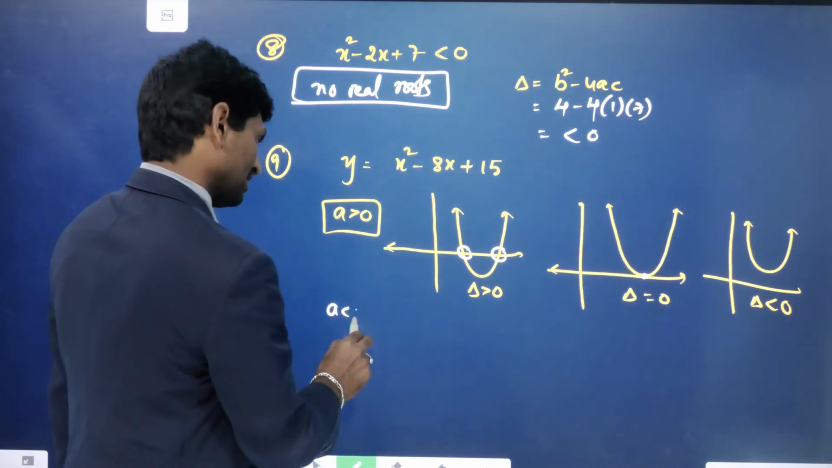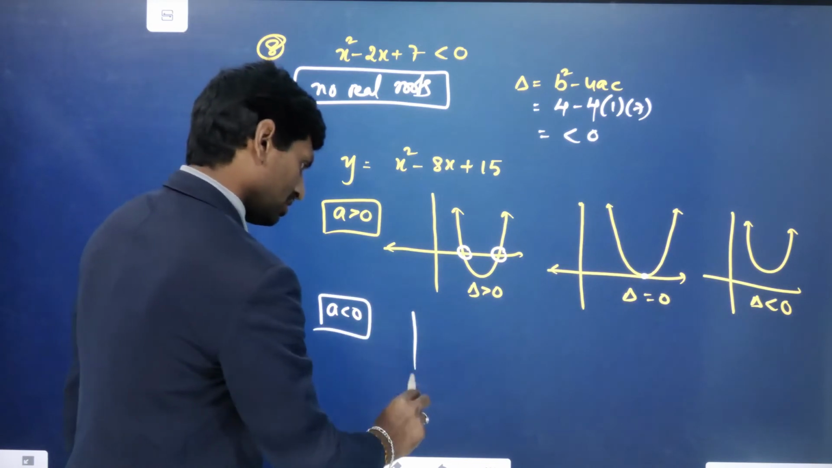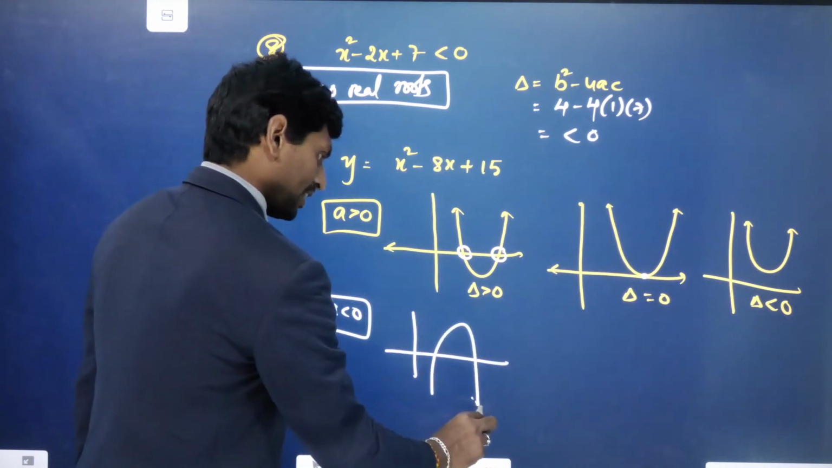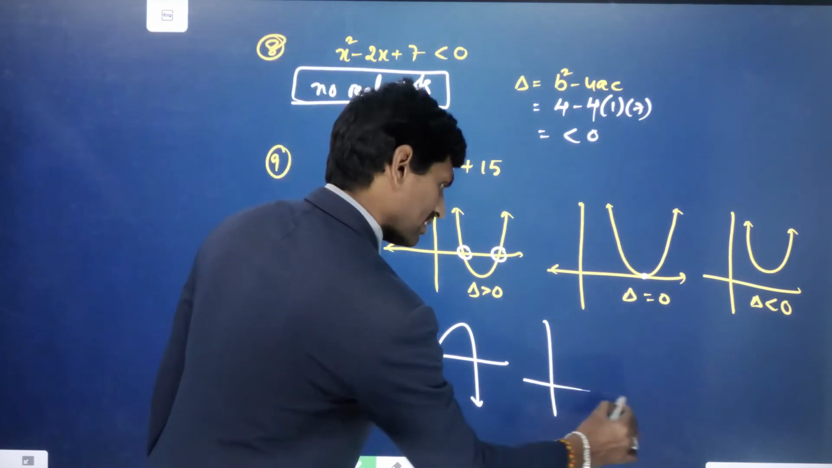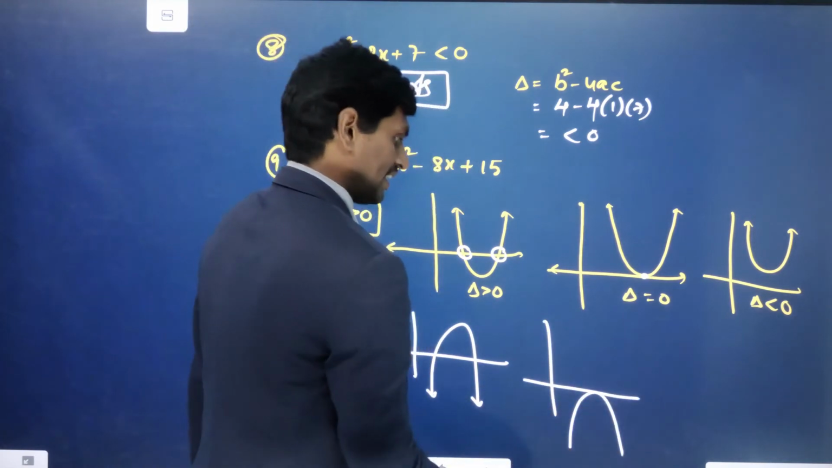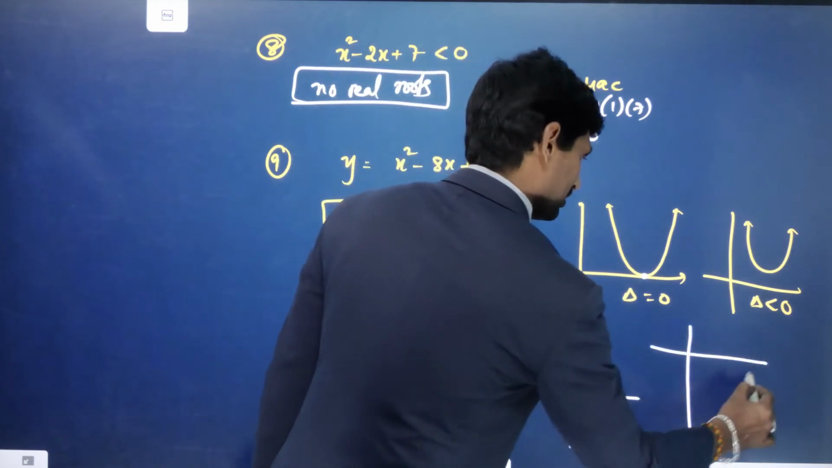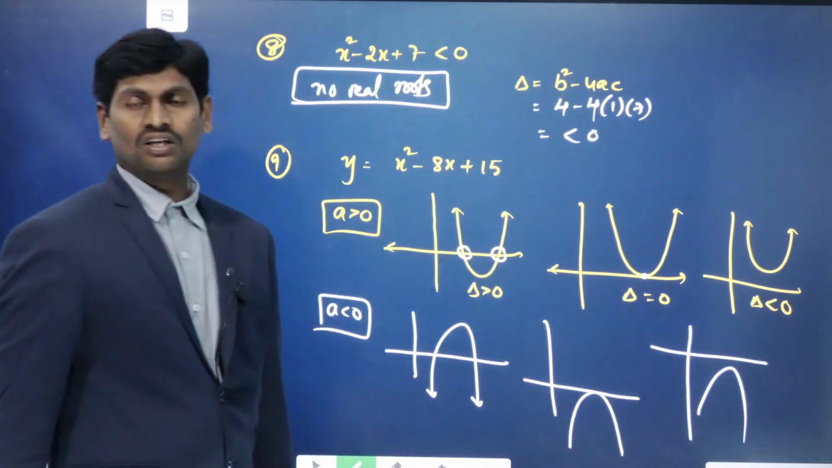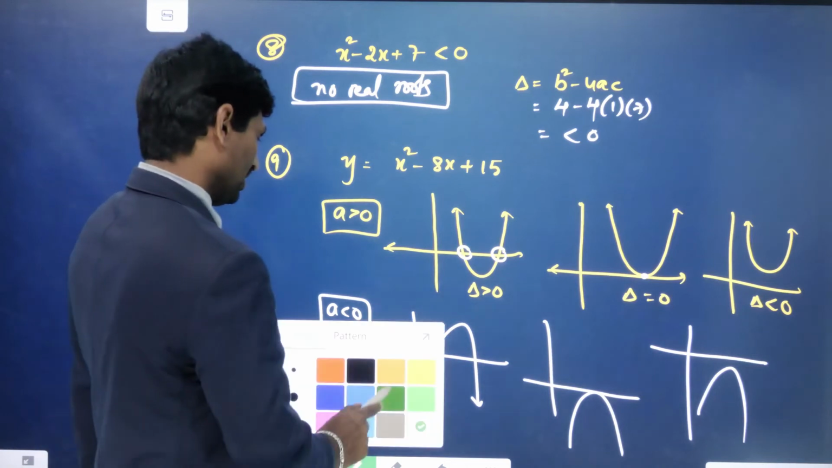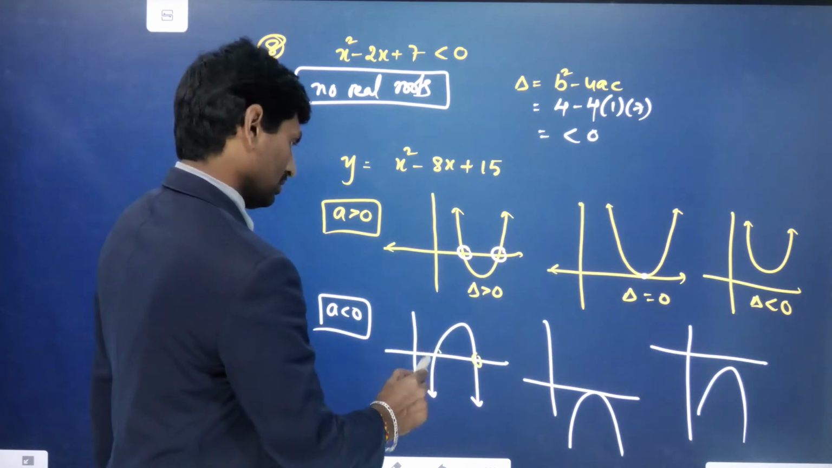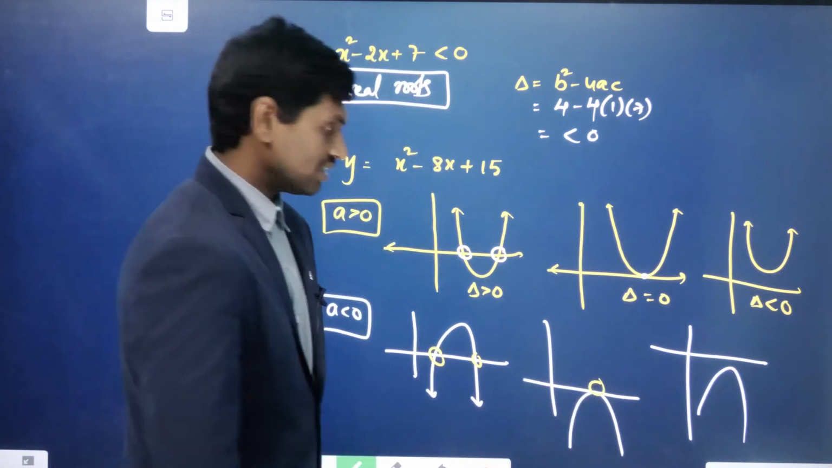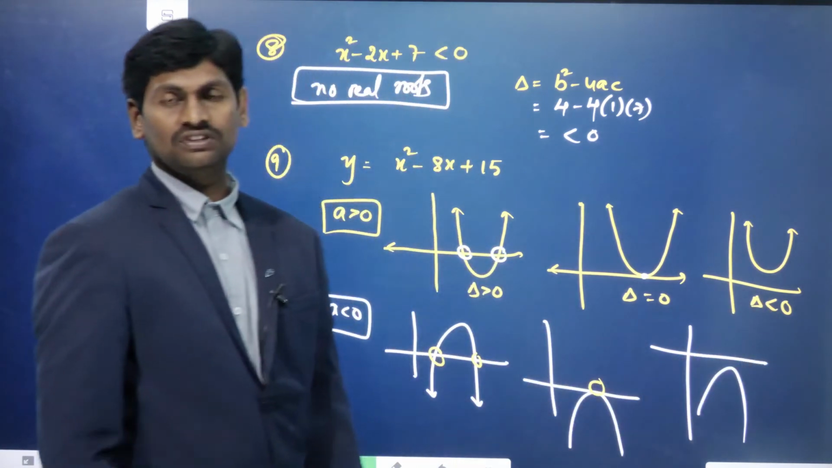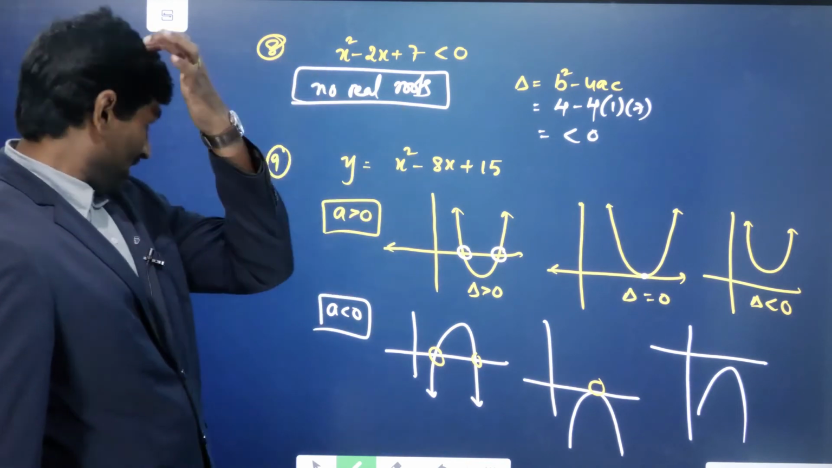In the same way, if a less than 0 we also get parabola open downwards. First case, second case, third case. Delta greater than 0, you can identify 2 roots here, open downwards. Here 1 root, there are no roots. 3 conditions.